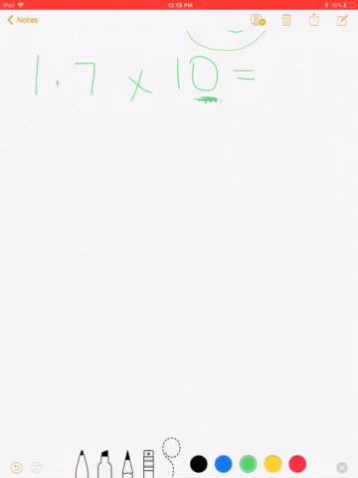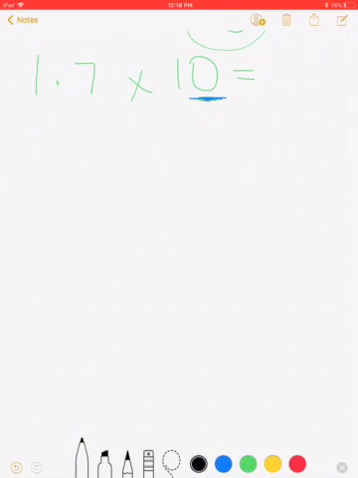However many zeros you have in your base 10 number, that's how many times you're going to move your decimal, right? So here I have one zero in my base 10 number. So I'm going to move my decimal one place. But where? Which way do I move it? Do I move it to the left, or do I move it to the right?